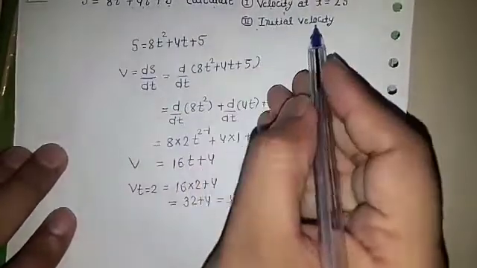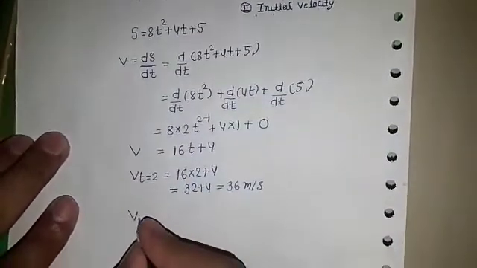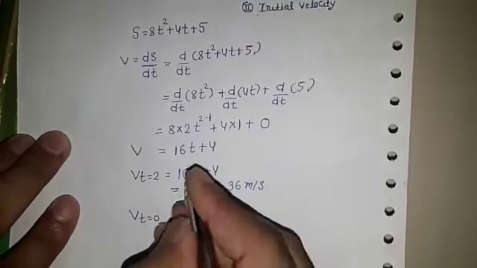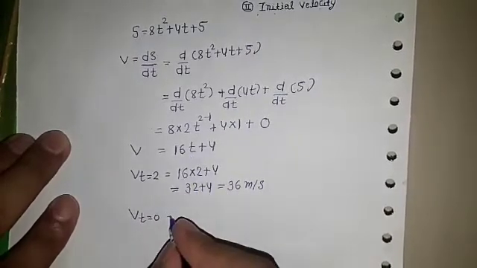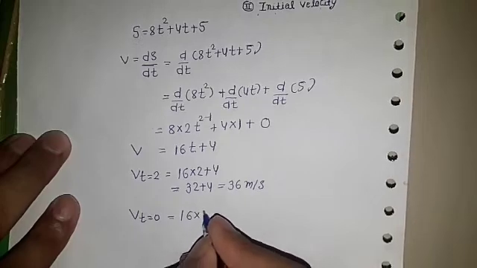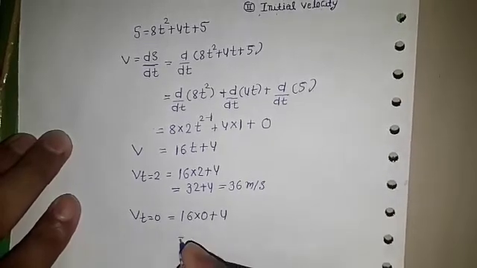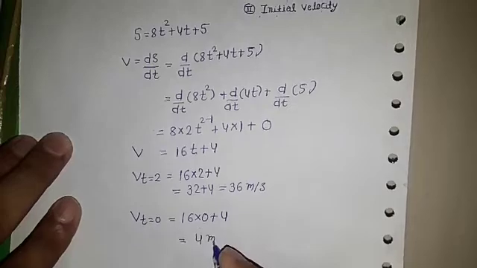The next problem, initial velocity. Initial velocity means t equal to 0. So put the value here, t equal to 0. So we will get 16 into 0 plus 4. The final answer is 4 meter per second.